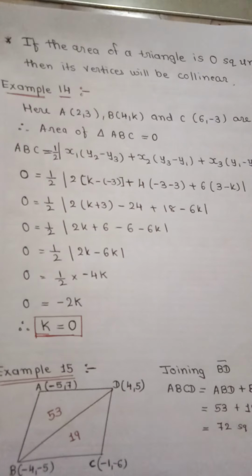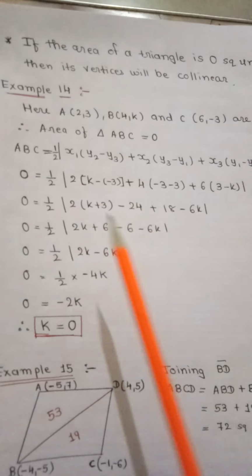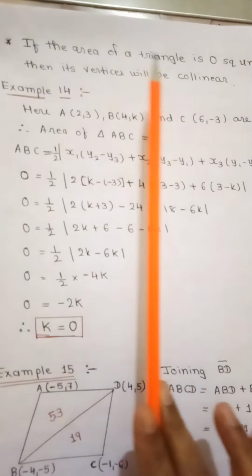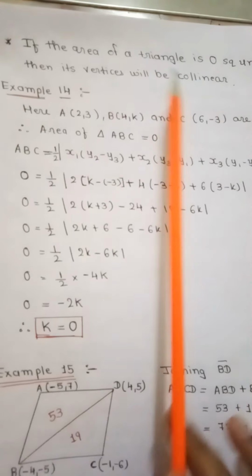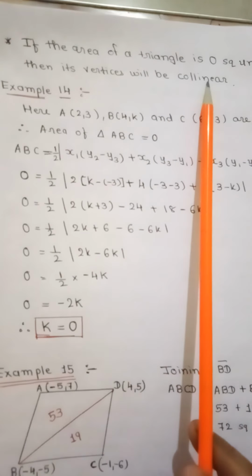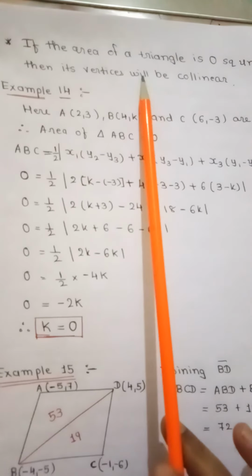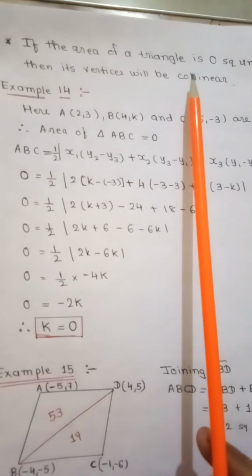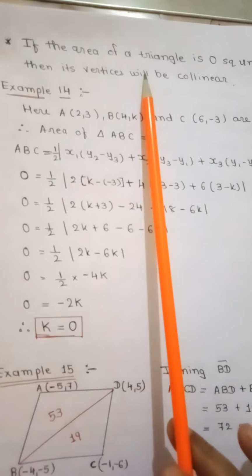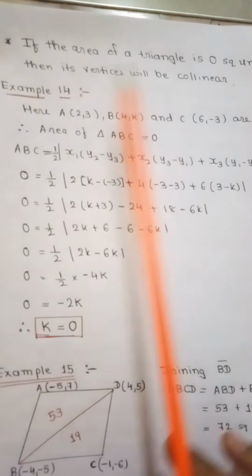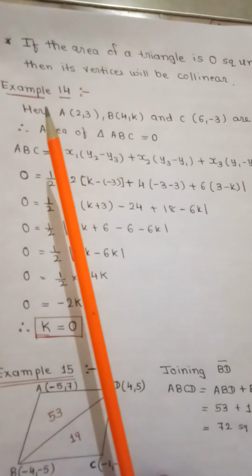See, one important thing before starting example 14. If the area of a triangle is 0 square units, then its vertices will be collinear. If the area of a triangle is 0, then the vertices are collinear, and vice versa: if the vertices are collinear, the area of the triangle will be 0, because if they are collinear, obviously a triangle will not be formed. So if the triangle's area is 0, then the points are collinear, and if the points are collinear, then the area of the triangle will be 0. Now example 14 is based on that.